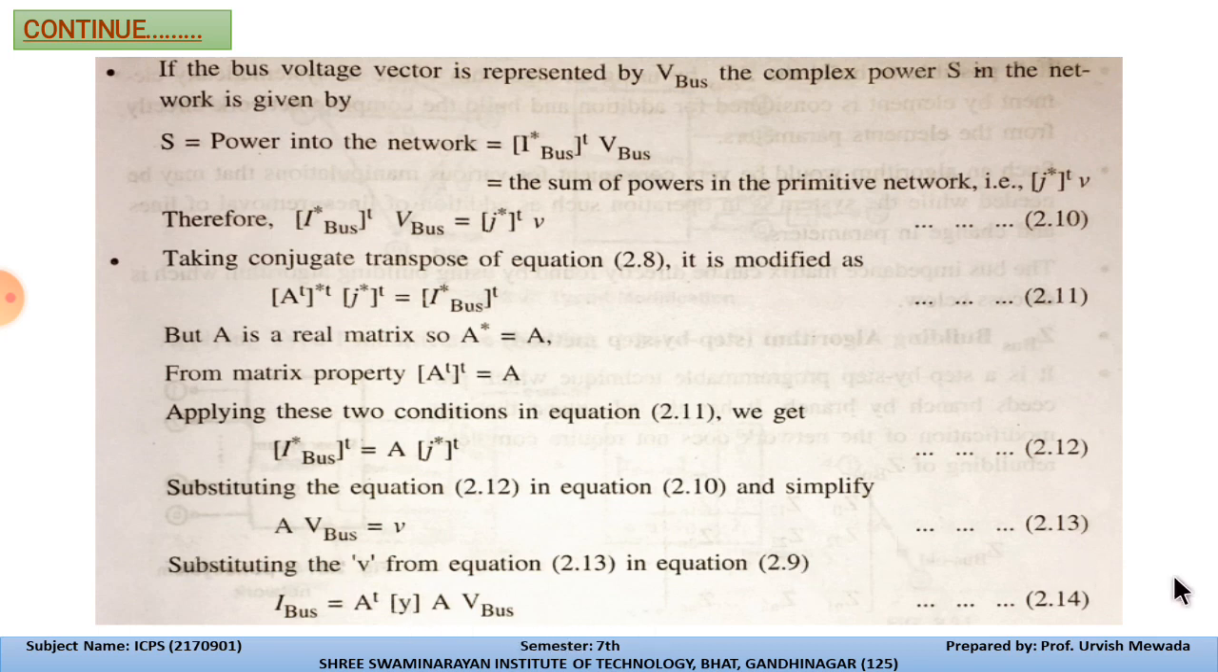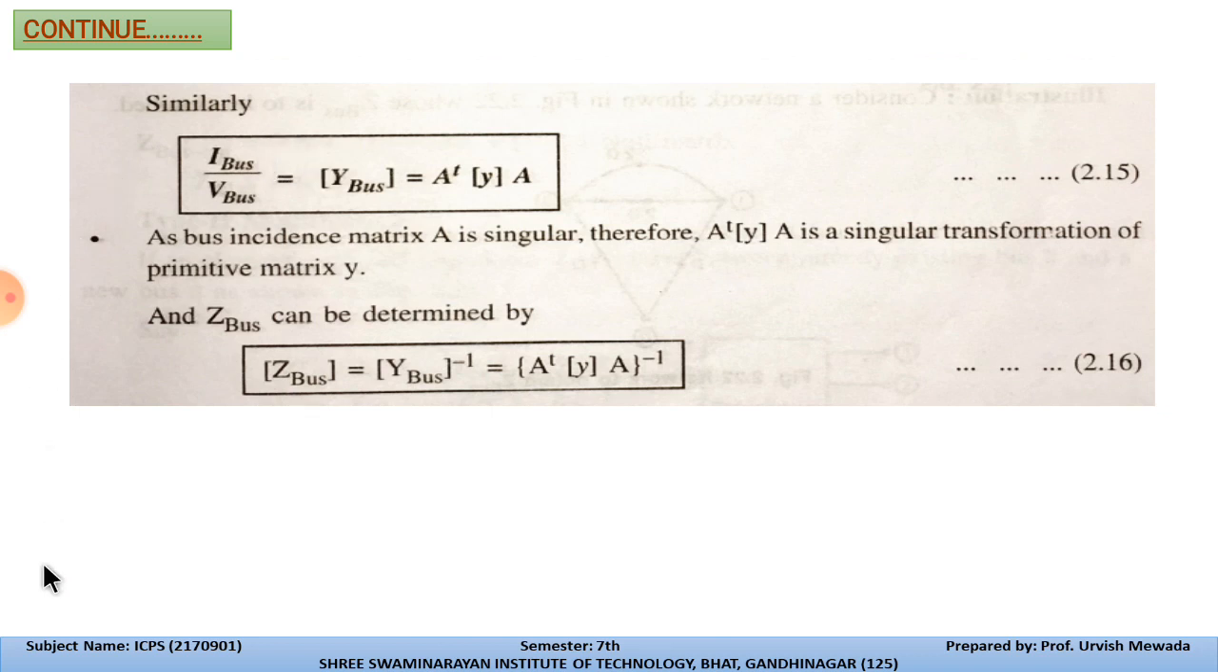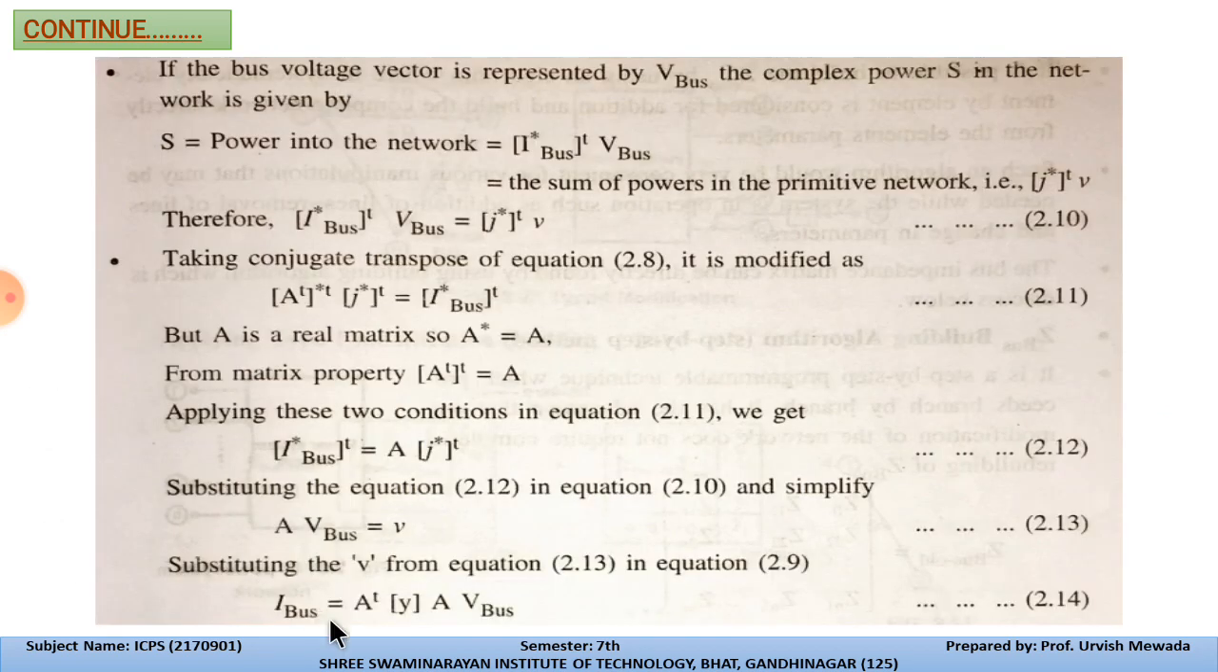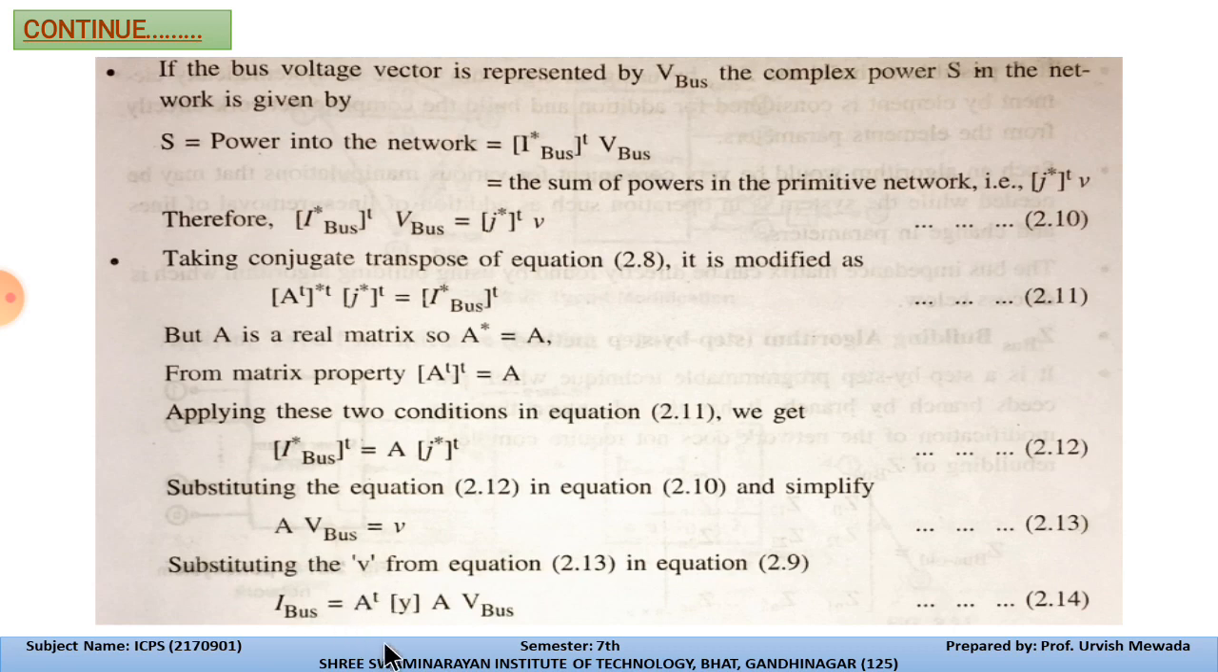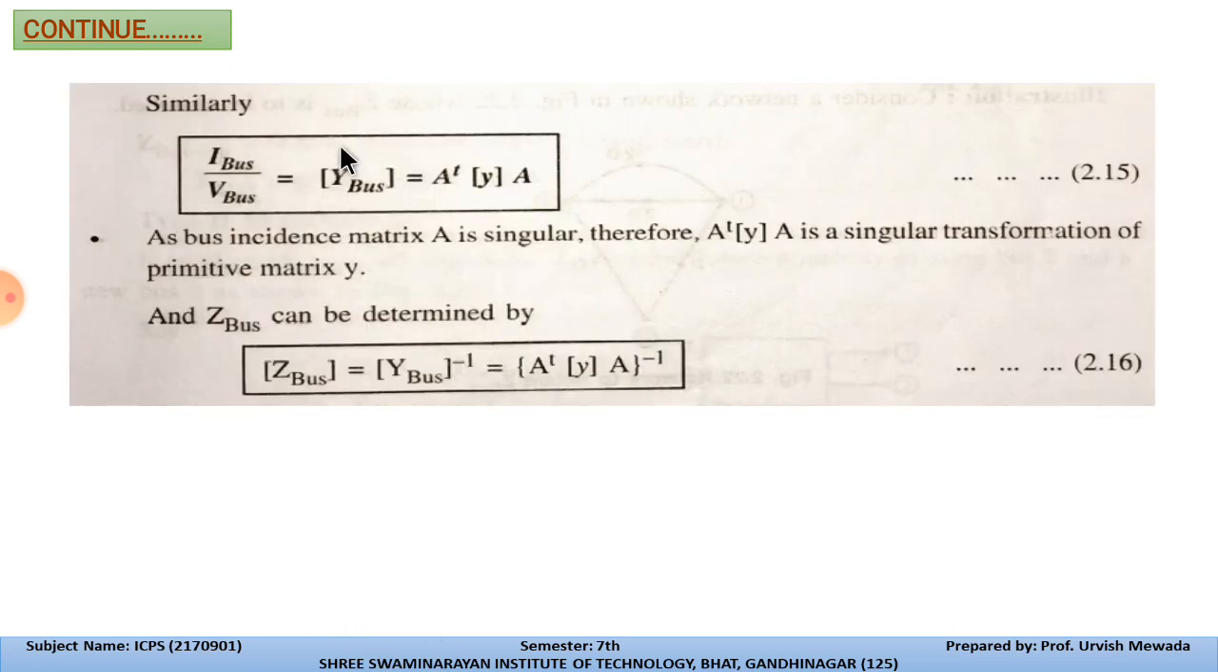Now from this equation, we are taking the ratio of I bus by V bus. So I bus by V bus will become Y bus, because Y is the reciprocal of impedance, Z is equal to V upon I. So Y bus will become I by V. So I bus by V bus is equal to Y bus, and Y bus is equal to A transpose into Y into A of the bus incidence matrix.